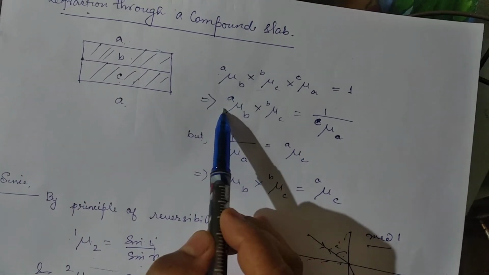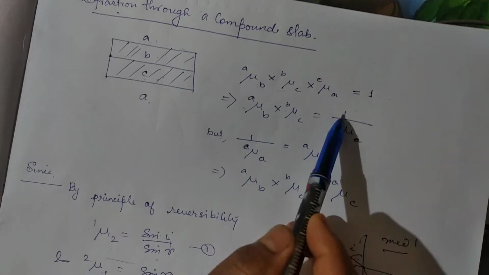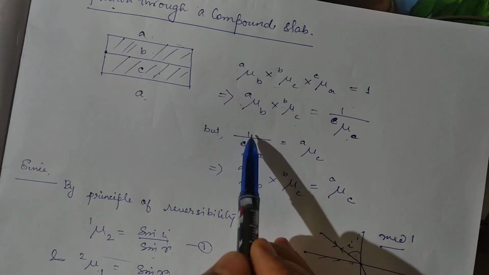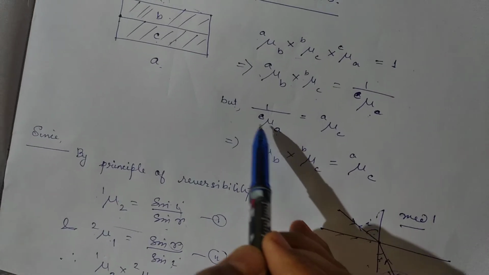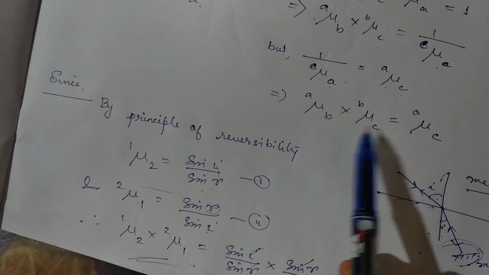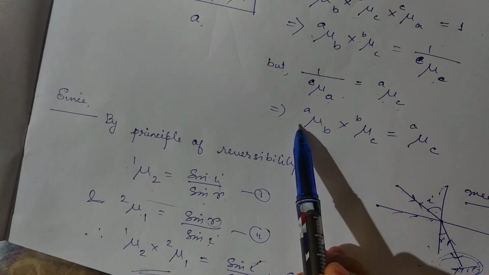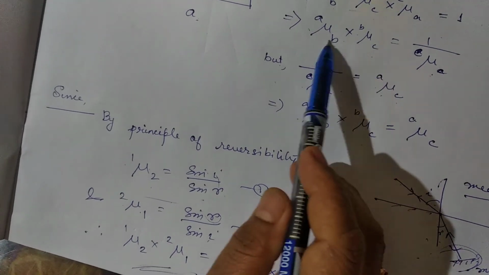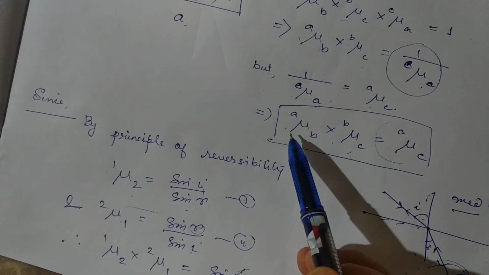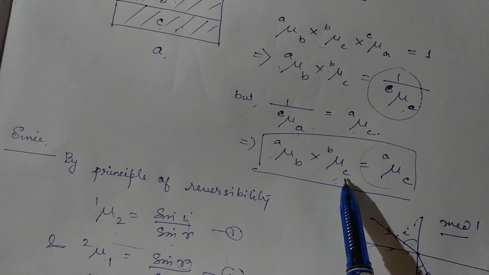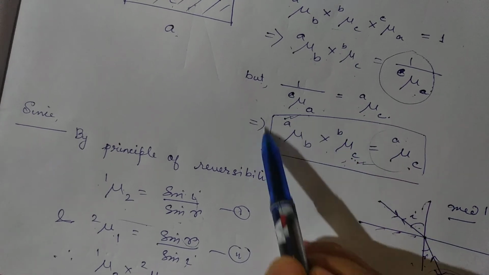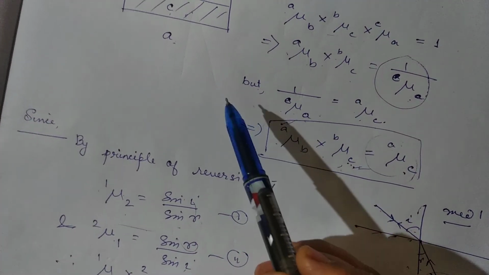Now if you multiply the refractive index of B with respect to A into the refractive index of C with respect to B, this becomes the reciprocal of the refractive index of A with respect to C, which is equal to the refractive index of C with respect to A. So when I multiply B with respect to A into C with respect to B, and replace this by this, it becomes equal to C with respect to A. It is just like how we change base in logarithms. This is how we can relate the refractive index of different media. That is called refraction through a compound slab.